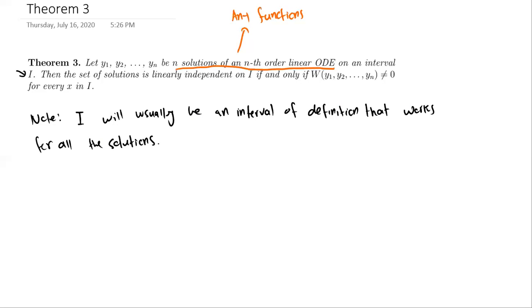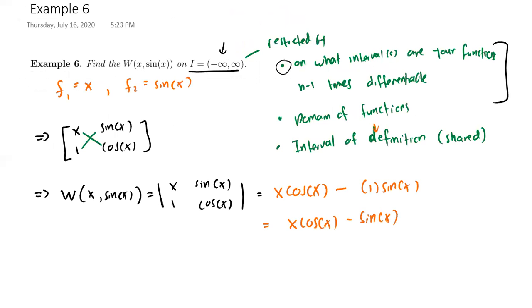So that won't be a problem for us. In the case that we're working with solutions of an nth order ODE, I is almost always going to be the interval of definition that works for all solutions. I can't think of an exception right now. In the general case, again, I is going to be restricted by these three things.